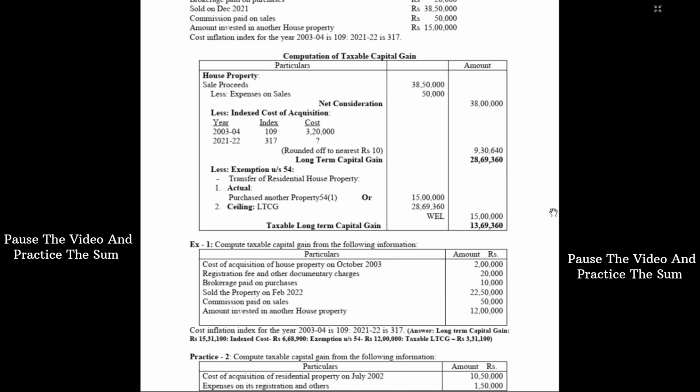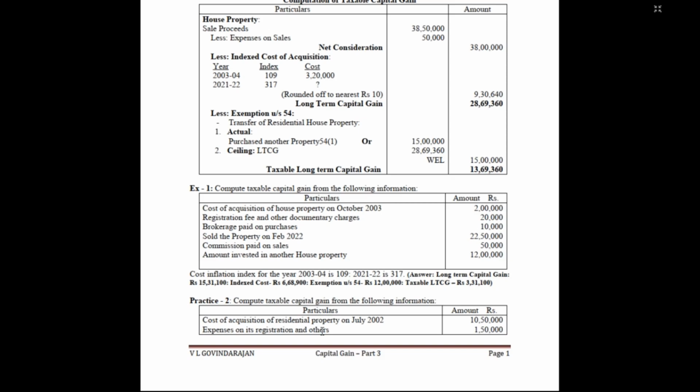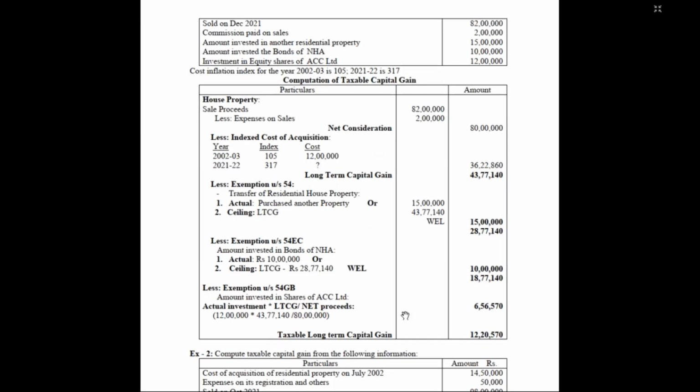Now, practice 2. Compute taxable capital gain from the following information. Cost of acquisition of residential property in July 2002, 10,50,000. Expenses on its registration, 1,50,000. Sold that property in December 2021 for 82 lakh. Commission paid on sales 2 lakh. Amount invested in another residential house property, so we can claim exemption under section 54. Amount invested in the bonds of NHAI, so we can claim exemption under section 54EC.